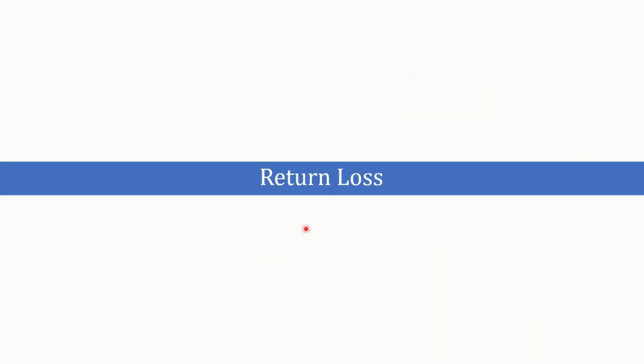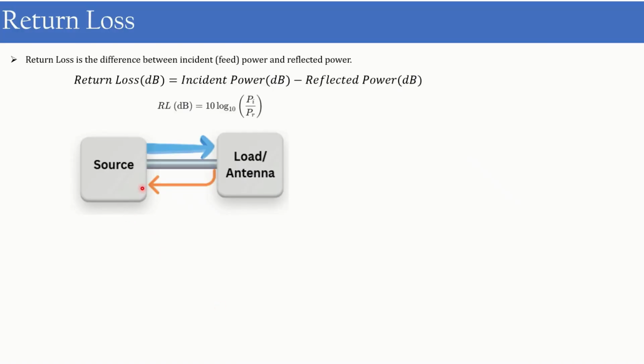The next parameter that we are going to consider is return loss. So we have analyzed the situation like we have a source and we have an antenna and some power is transmitted to the antenna, and because of the impedance mismatch some part of the power is getting reflected back. So in this condition the return loss is defined as the difference between incident or the feed power and the reflected power. So both the powers are considered in dB.